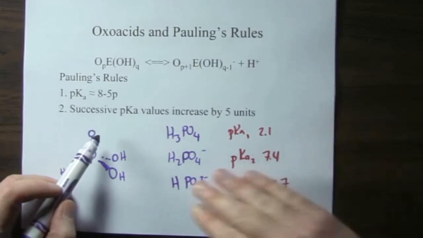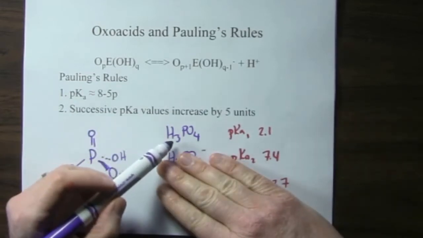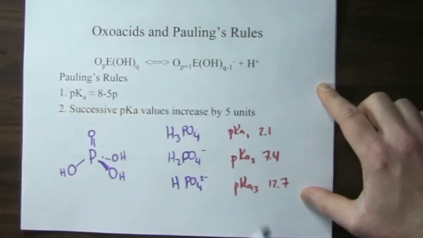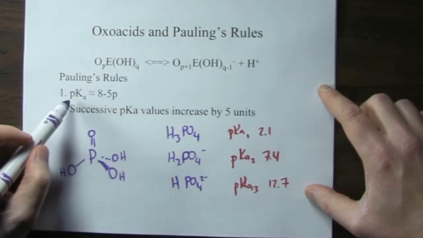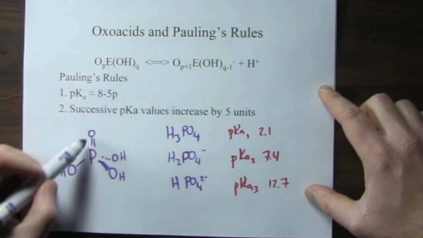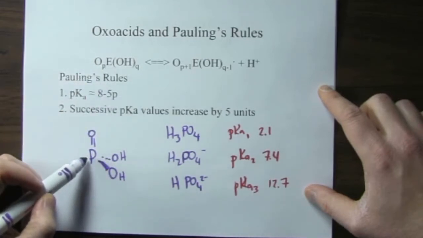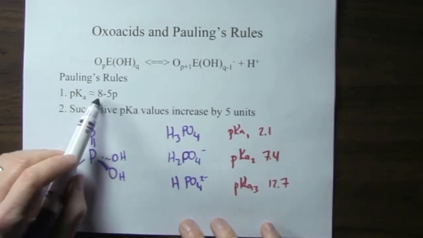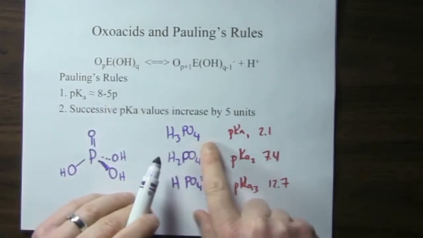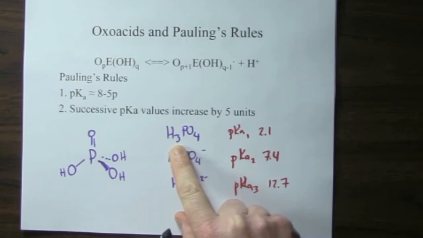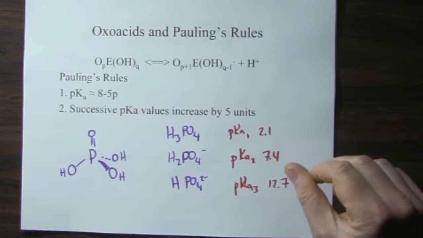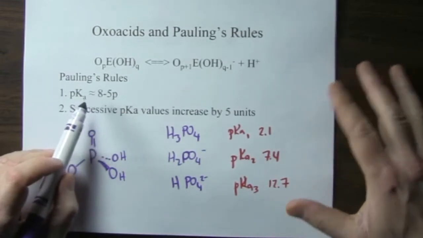So this is also an example of a polyprotic acid. We have 3 hydrogens here, and they all can be lost by this equilibrium. So Pauling would say that the pKa should be around 8 minus 5 times P. P is 1 for phosphorus. So 8 minus 5 times 1 is 3. And the pKa for this first hydrogen to come off of phosphoric acid is 2.1. So it's not quite 3, but again, this is an approximate trend.